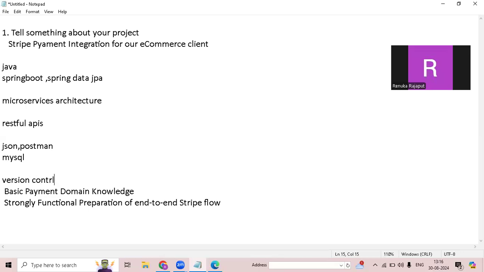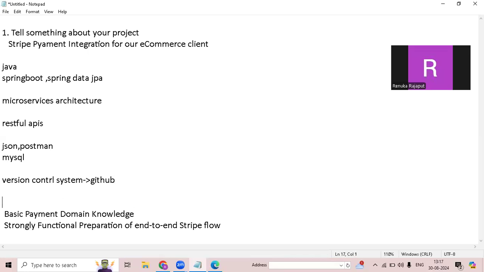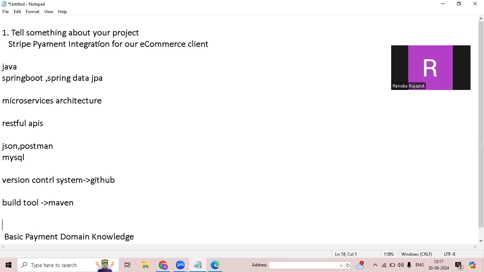And also the version control system is GitHub. I'm using GitHub, and the build tool is Maven. And also the application server is Tomcat.